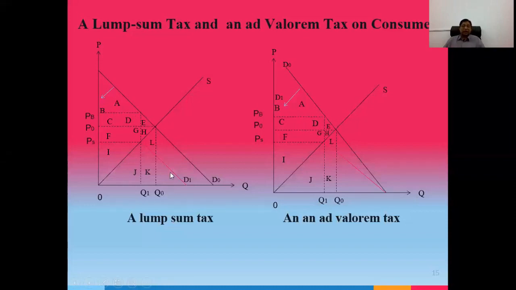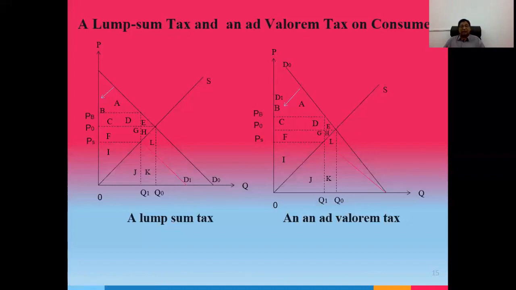Then I would like to focus on an ad valorem tax on consumers. When the government imposes an ad valorem tax, the demand curve rotates toward the price axis. Rotate, not shift. The demand curve rotates toward the x-axis by a larger amount at higher prices than lower prices.